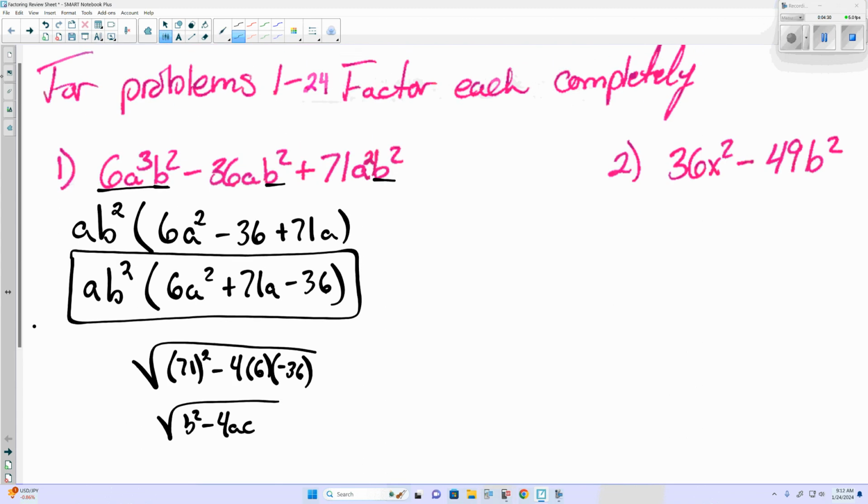I want to go on and look at number 2 next. 36x squared minus 49b squared. If we're given 2 terms, it's either going to be sum or difference of perfect cubes, or difference of perfect squares. This one kind of tells us exactly what it is because of the x squared. It's going to be a difference of perfect squares.